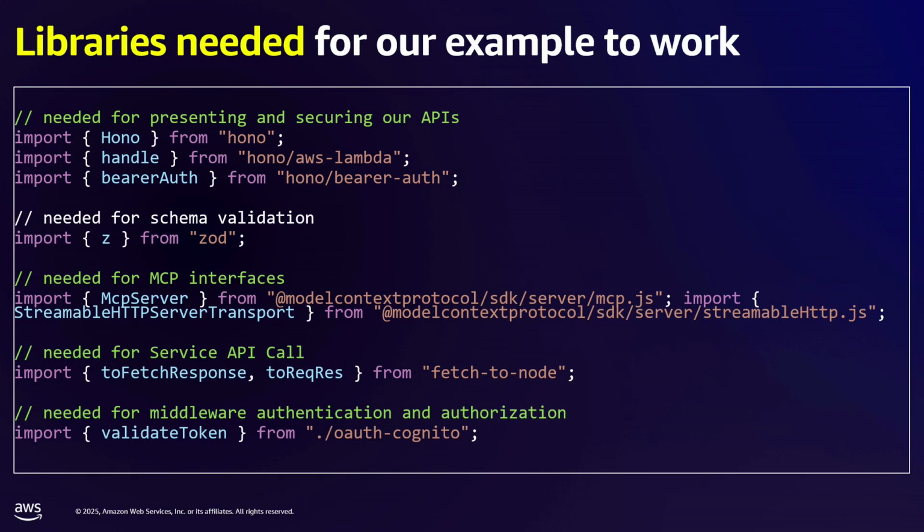For the code to work, there's a couple libraries that you will need to set up. Hono is a library that you can use to host an HTTP server proxy, and it's convenient to validate OAuth tokens as well. And then you have sub-libraries from Hono here.